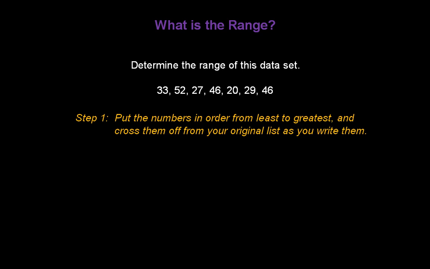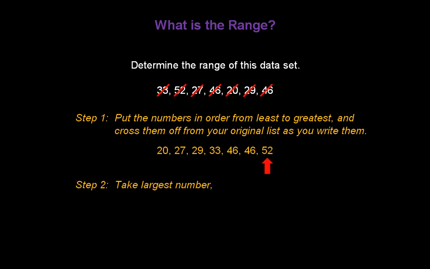Now, the first thing we should always do is put the numbers in order from least to greatest. And I'm going to cross them off as we write them in order, so that we're sure we used all the numbers in the original list. The smallest number I see on here is a 20, so I'm going to start by writing a 20 and crossing it off my original list. And the next smallest number is a 27, followed by 29, 33, I see a 46, and I see another 46, and the last digit is a 52. So now all of our numbers are in order.